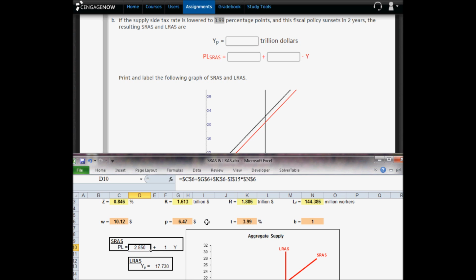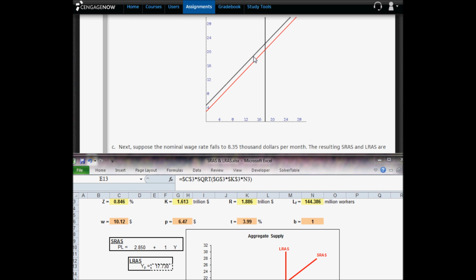So the new short-run aggregate supply intercept is 2.850. The slope is still 1, and potential output is still 17.730. In the diagram down here, we went from the initial black short-run aggregate supply curve down to the next short-run aggregate supply curve. So when the supply side tax rate was lowered to 3.99%, the marginal cost of production went down and aggregate supply in the short run increased.